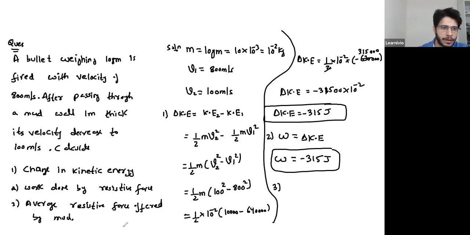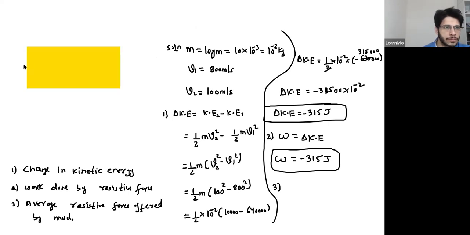After work done, the third part, average resistive force offered by mud. For the resistive force, you can use that your work done is force into displacement. So this is the bullet. It enters with a velocity of 800 meter per second. And when it reaches here, its velocity is 100 meter per second. What is the thickness of this mud wall? 1 meter. This is offering an average resistive force of F.